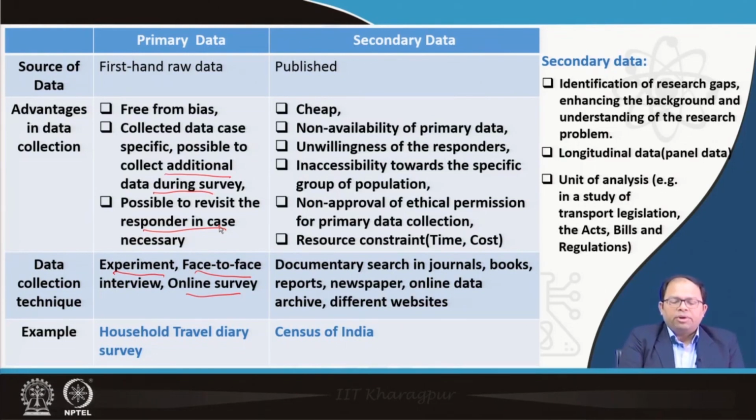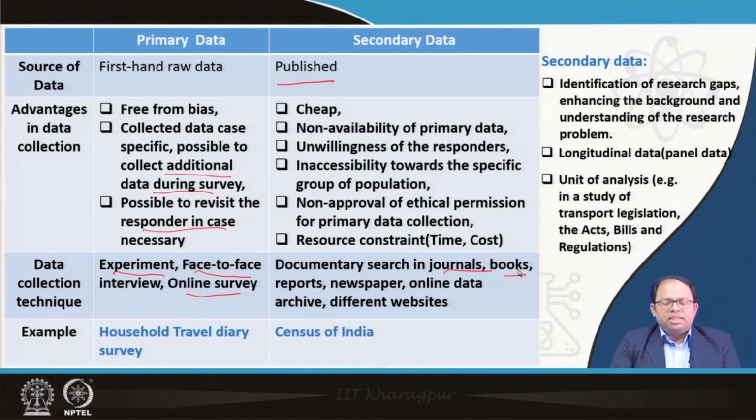Secondary data sources are already published, and they could be obtained from documentary search of journals, books, reports, newspapers, online data archives, different websites, and so on. One good example is the Census of India dataset. From there we can get data for different urban areas or rural areas, for households, and for all the other data that is collected during the census survey.